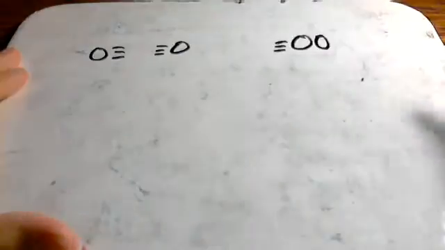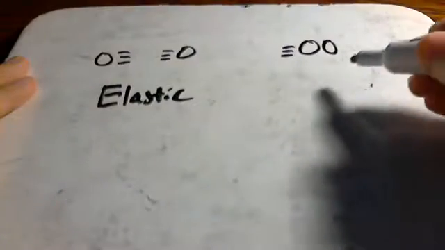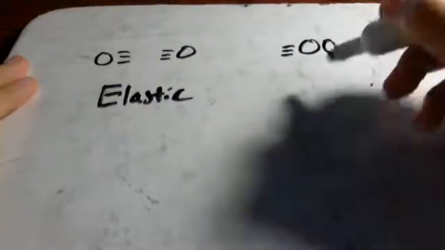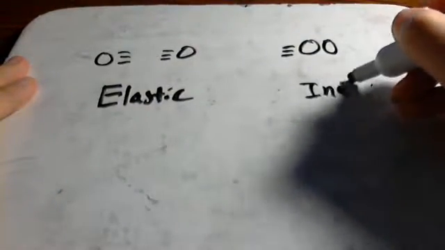So we really have two types of collisions, right? We have the ones where they bounce off, and the ones where they stick together. The ones where they bounce off, this is called elastic, and the ones where they're still connected are called inelastic.